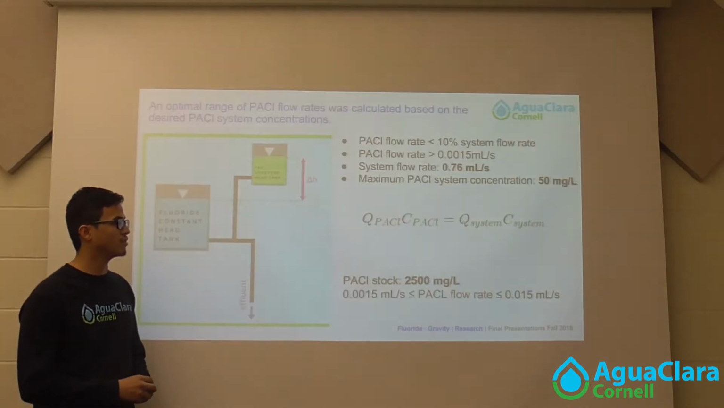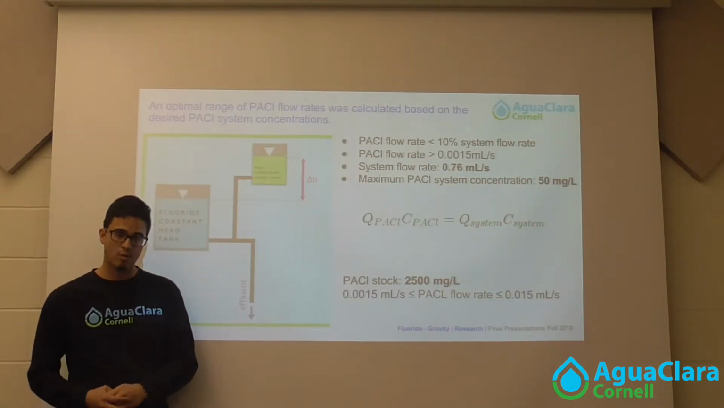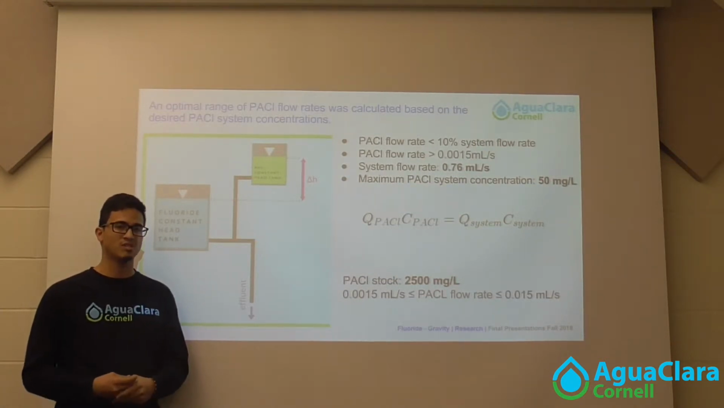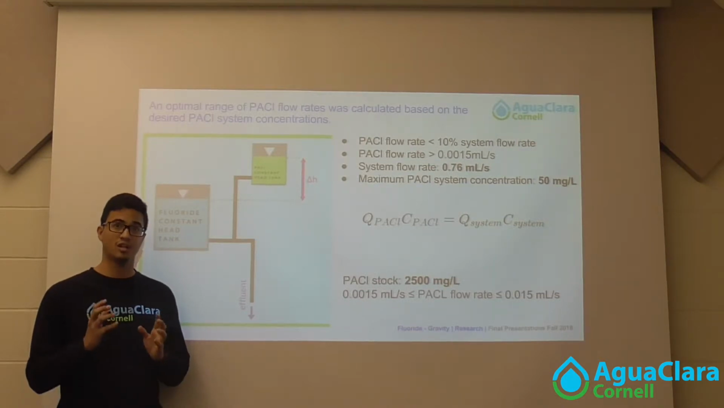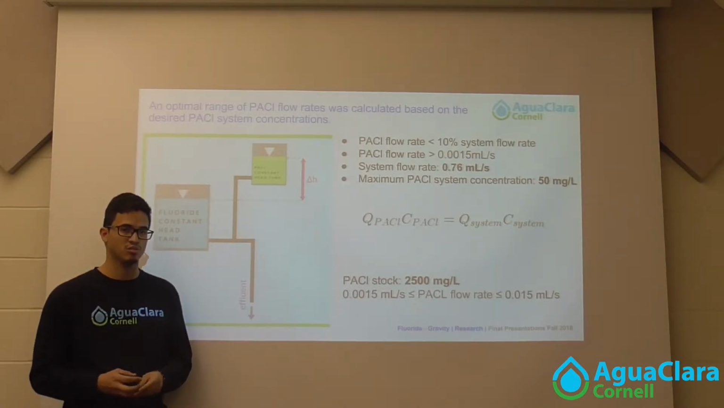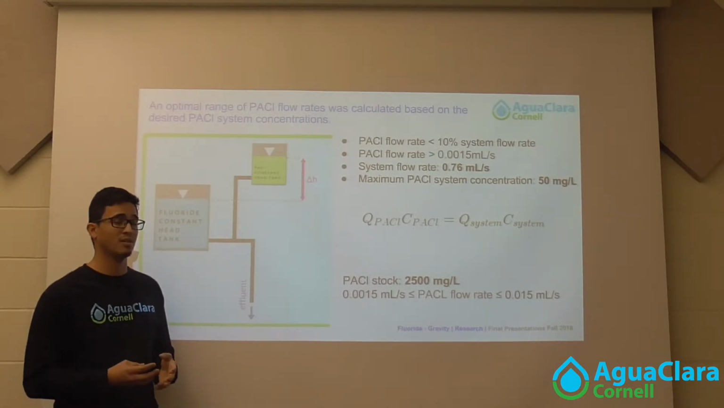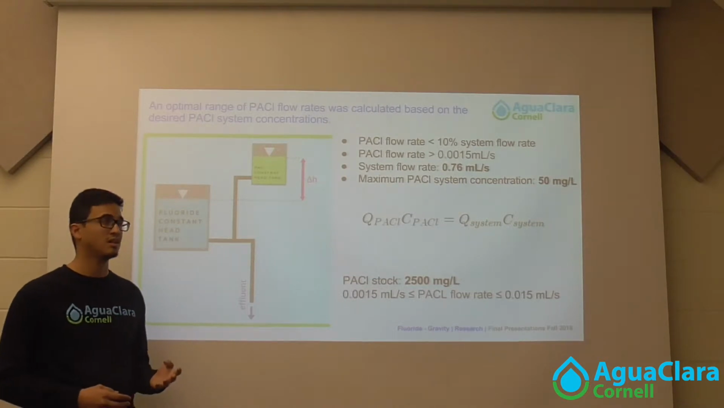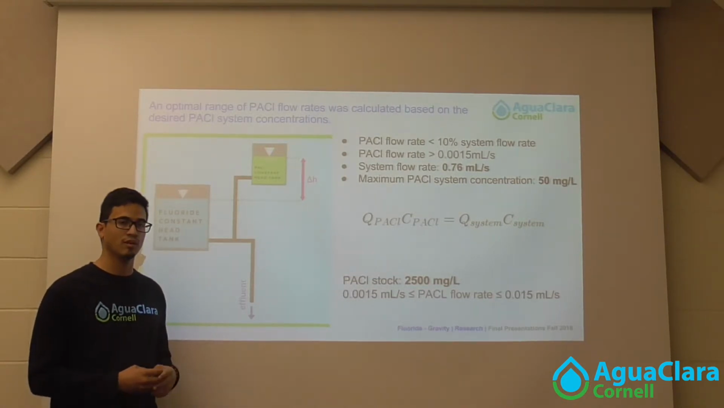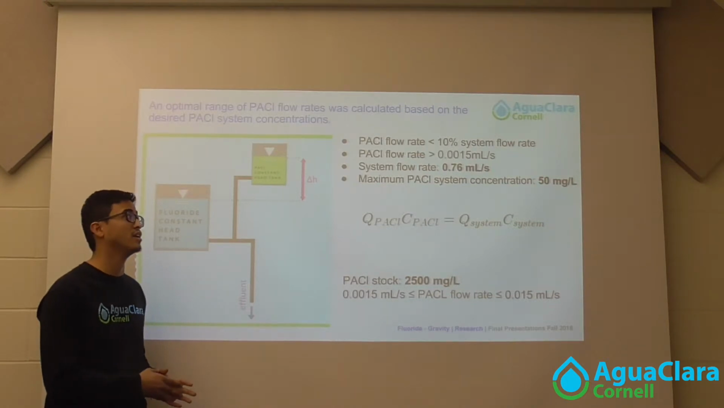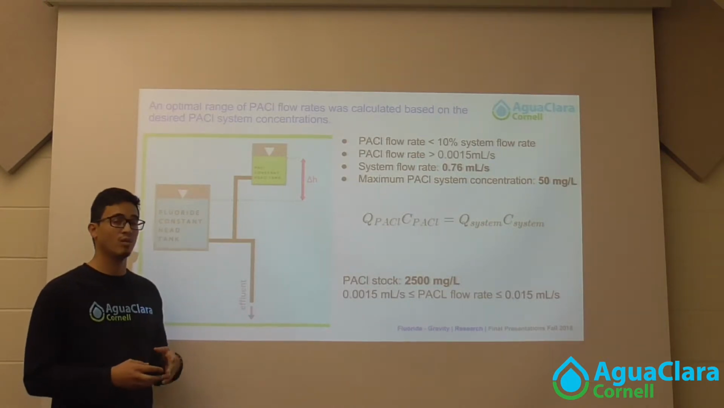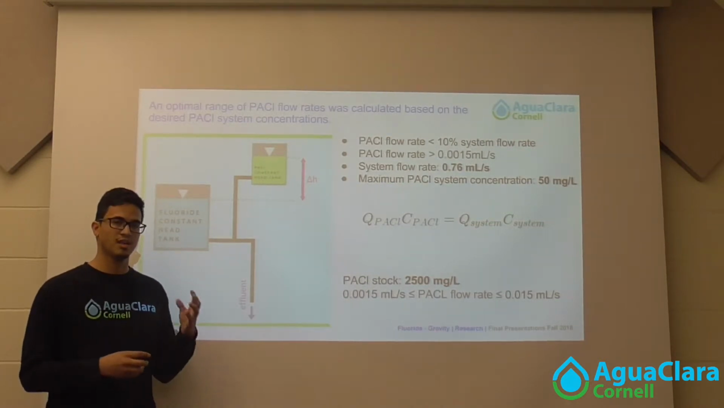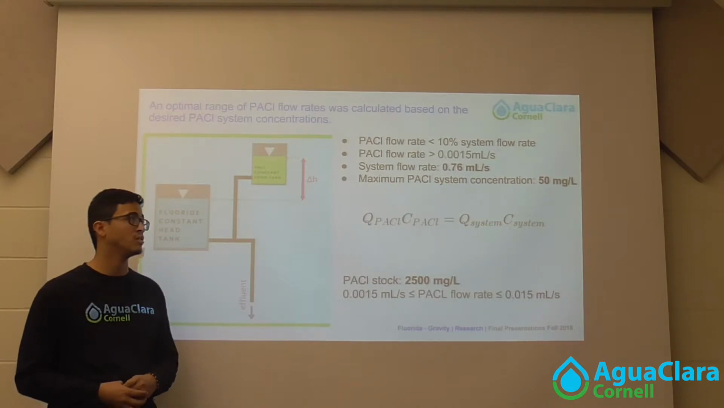And for the coagulant flow rate, we first had to find what our system concentration was going to be and what the concentration of our stock solution for coagulant was going to be. To do that, we had to take a number of parameters. The first was that we could not exceed a maximum PACl flow rate of about 10% of the system flow rate. The second was that we did not want to be under 0.0015 milliliters per second, because that would be difficult to measure with the methods that we were going to use.